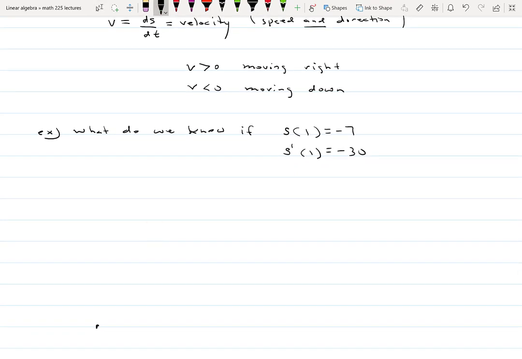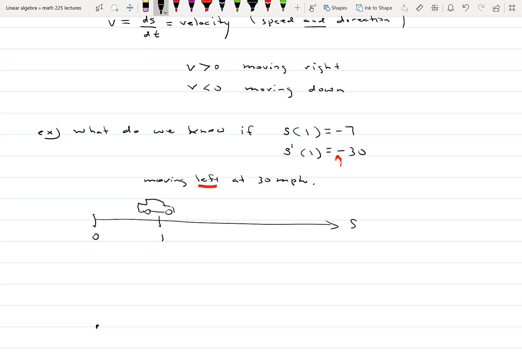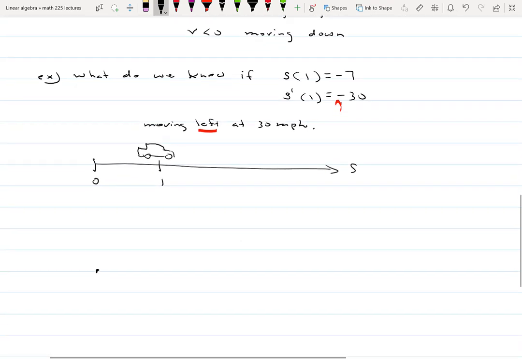It tells us that at time equals 1 hour, I'm located 7 miles away from wherever I'm going to call zero, right here, on the negative side. It also tells me I am moving to the left at 30 miles per hour. Why to the left? Because of the minus sign. Moving to the left at 30 miles per hour. Okay. What's missing?